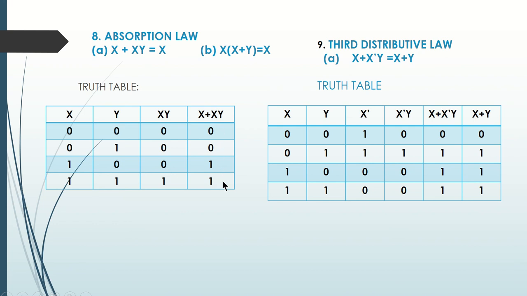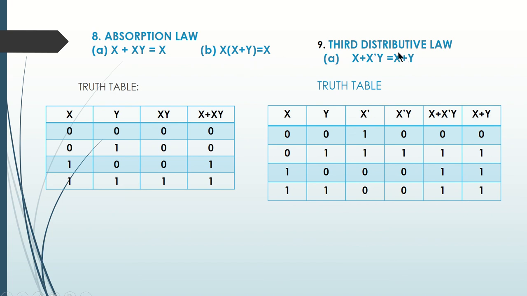When you look at these two columns, the x values are 0, 0, 1, 1, and the x plus xy values are 0, 0, 1, 1. These two are the same, which means x plus xy is equal to x. This is your absorption law. You can also draw the truth table for x of x plus y is equal to x.